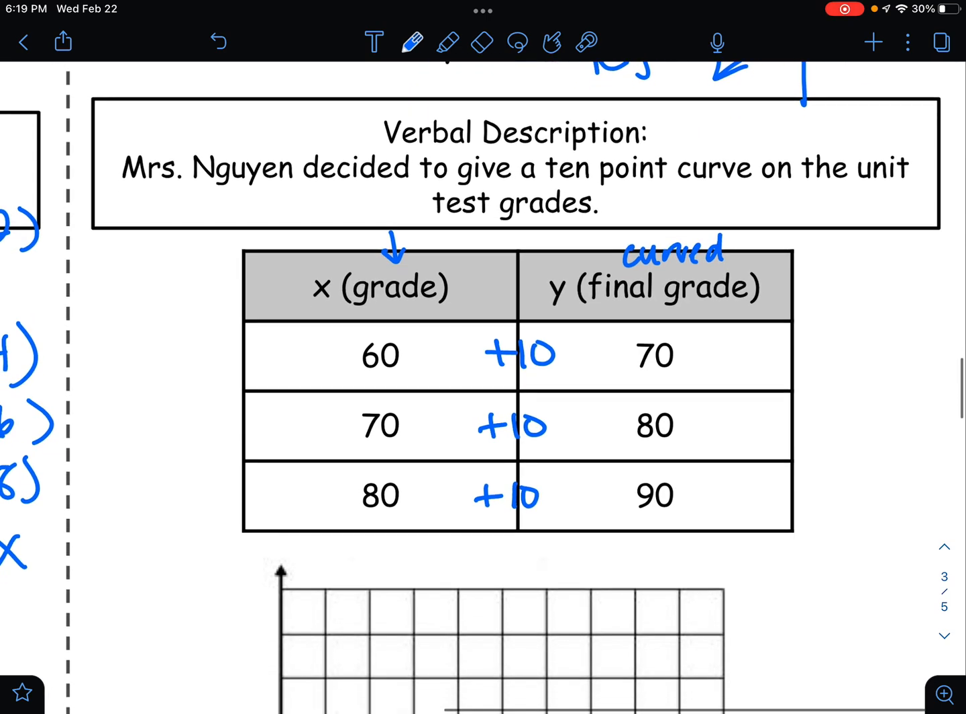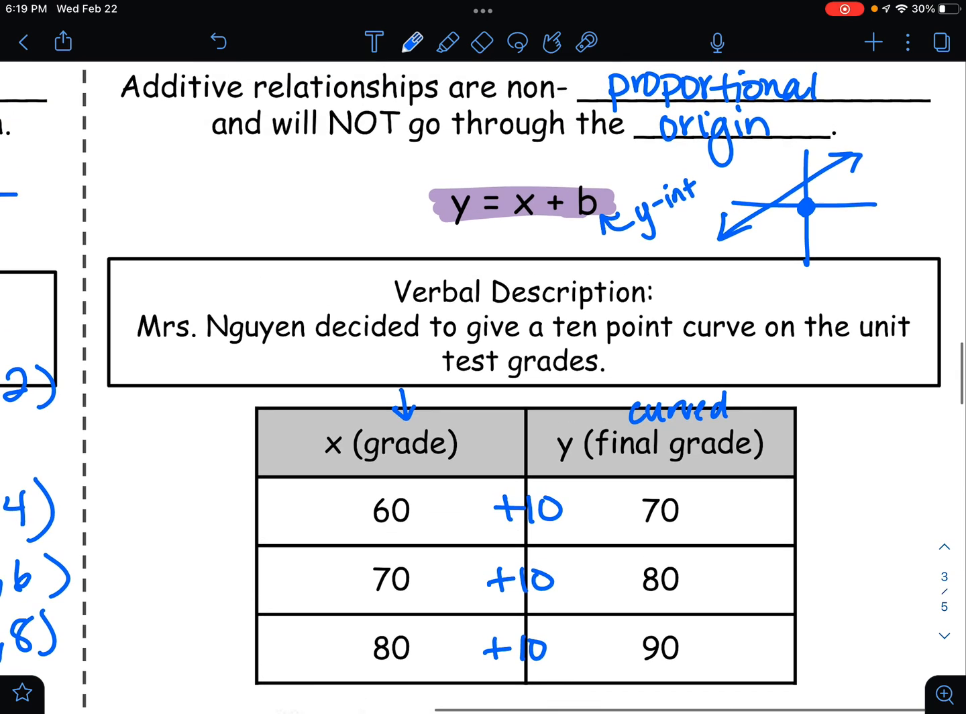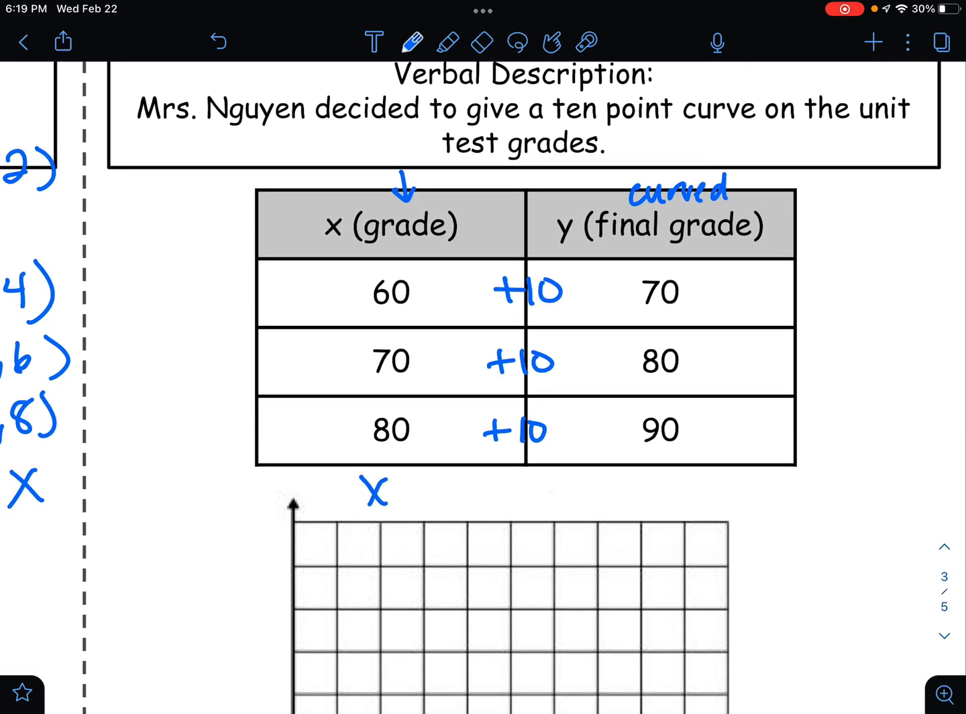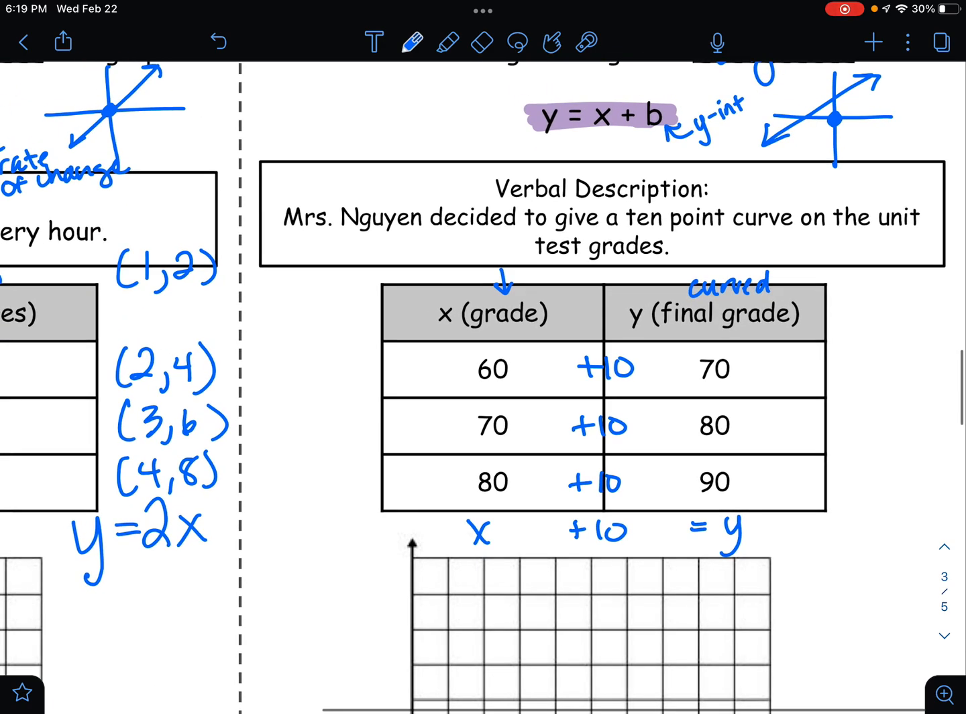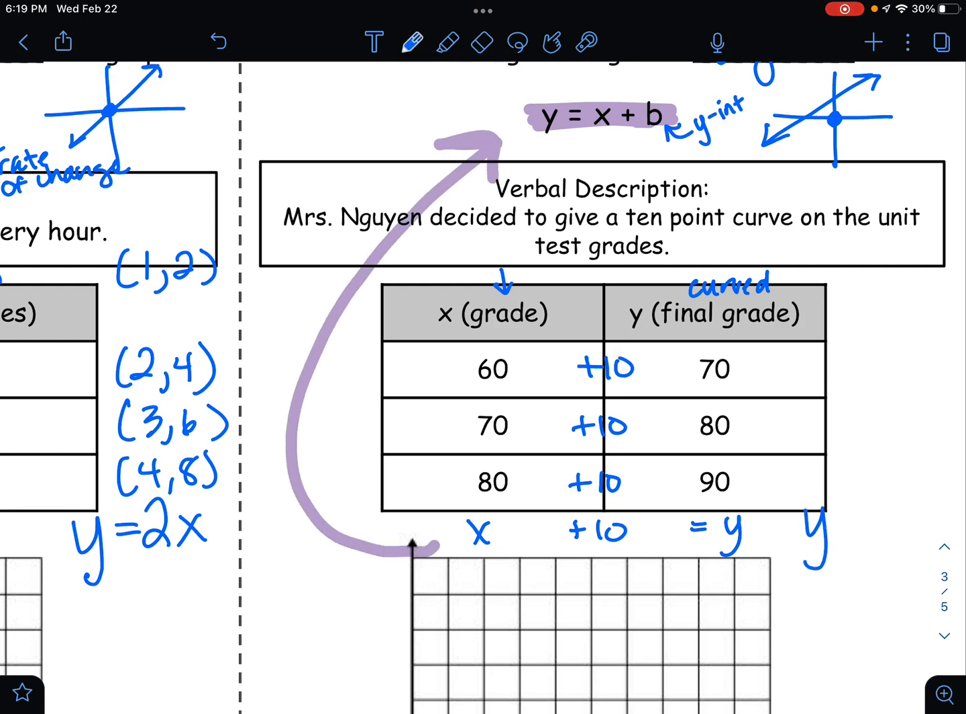Okay, and then if we were to write the equation just by looking at this, I bring down my x, I bring down my plus 10, and it equals y. Okay, but again, to write it just like this way, the y comes first. So it's y equals x plus 10.